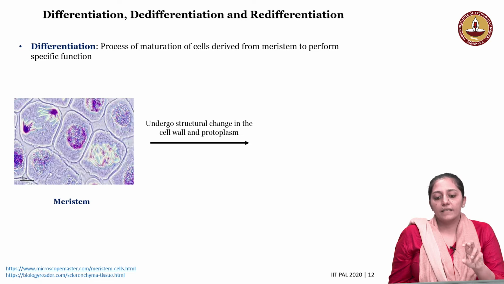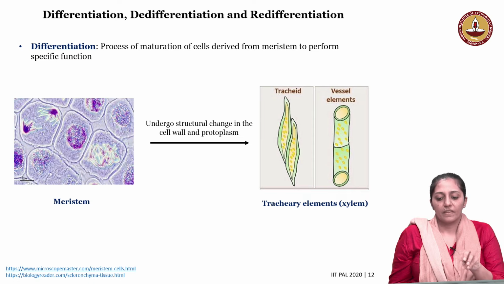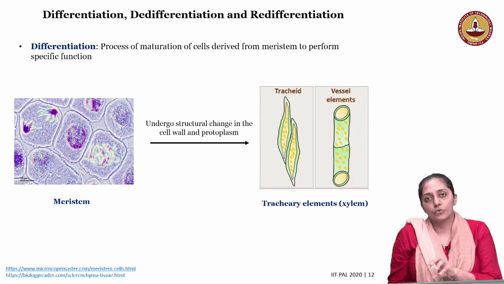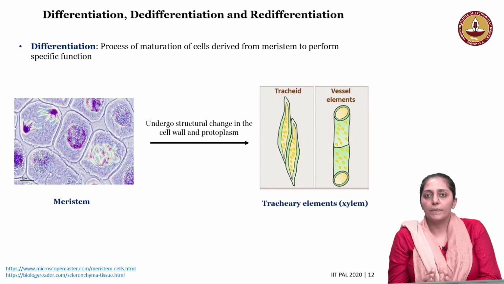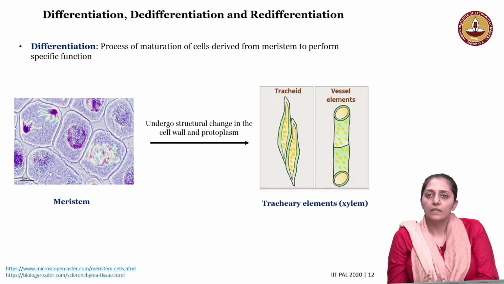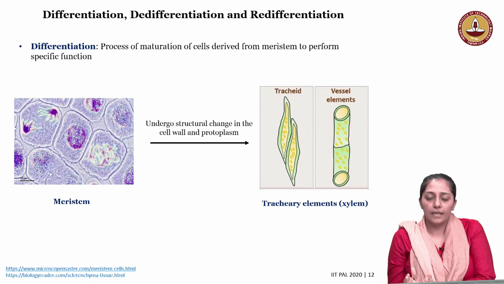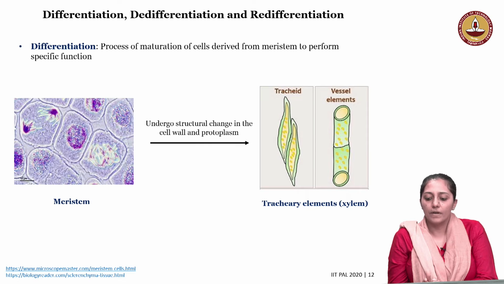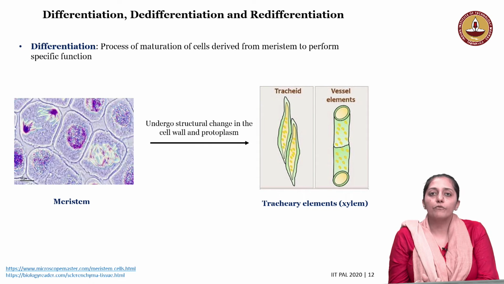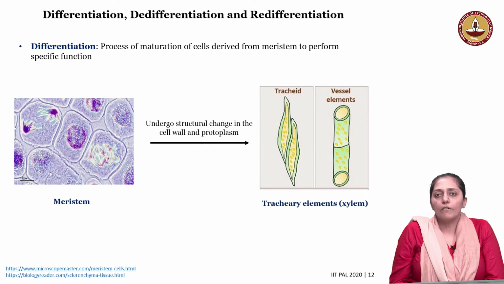Now, these cells then undergo structural changes in the cell wall and their protoplasm. Like here, in case of root or in the stems, you will find that some of these cells will mature to become the xylem elements. Here we have shown the vessel elements and the tracheids, which are different types of xylem elements required for the transport of water.